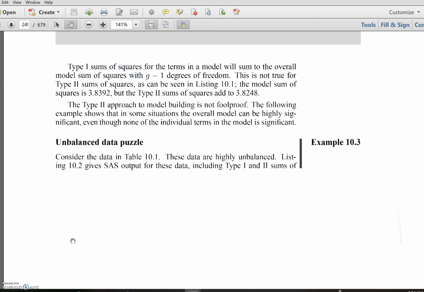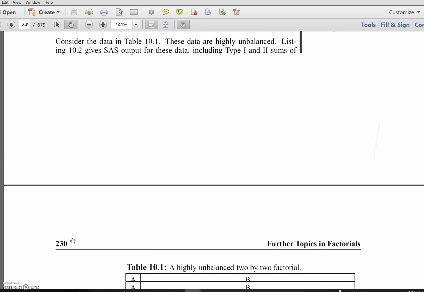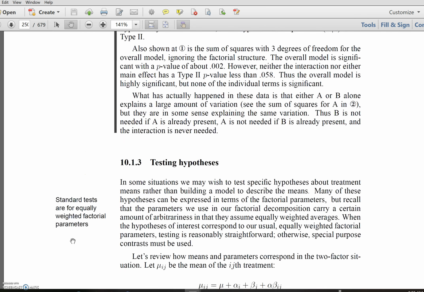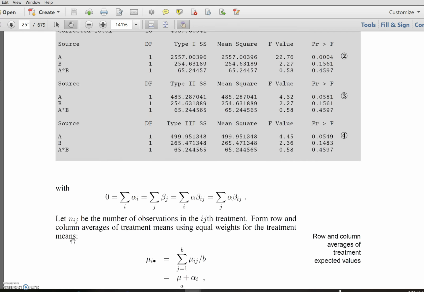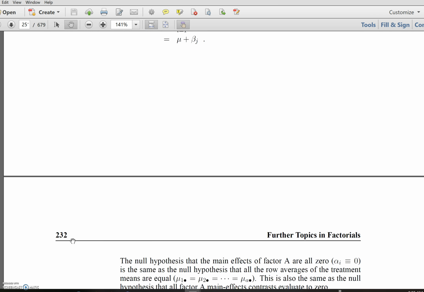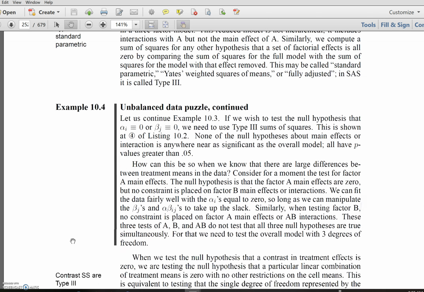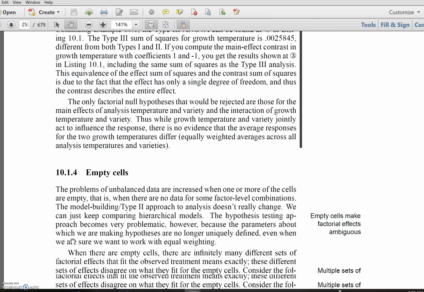Maybe read through this on your own. This is an interesting example that he goes through here. It's good to know and understand the issues involved, and ask me if you have any questions. It goes into a little bit more about testing hypotheses with two-factor experiments, particularly when the two factors are binary. A little bit more about that unbalanced data puzzle.